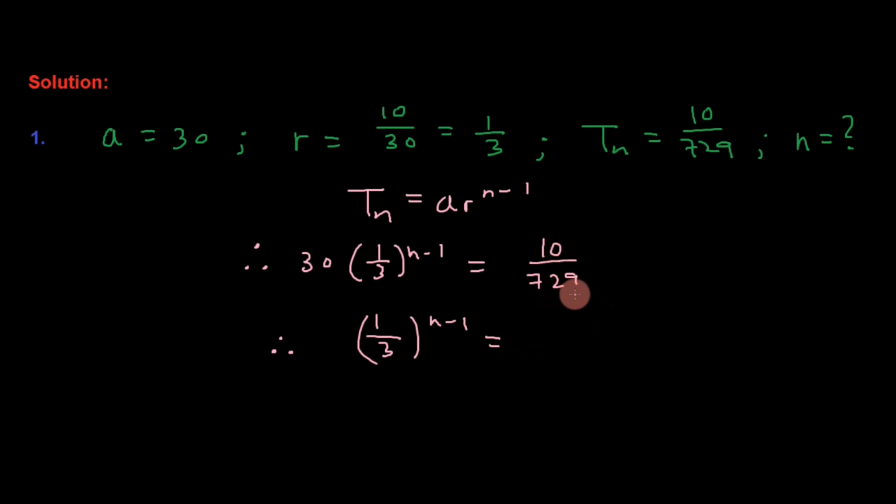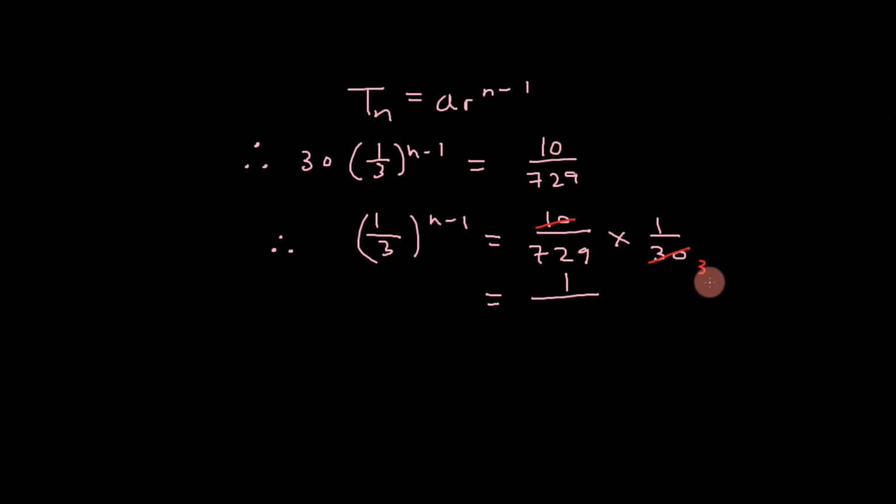Now, 10 over 729 divided by 30 is the same as 10 over 729 times 1 over 30. Of course, we can cancel 10 into 30. It goes thrice. And we're left with 1 over 729 times 3, which on a calculator is 2187. So we end up with a third to the n minus 1 equals 1 over 2187.